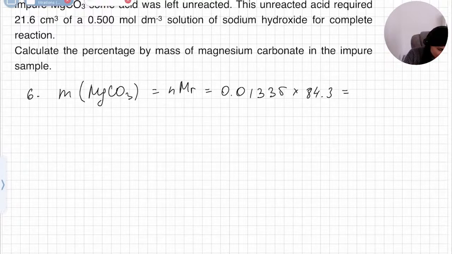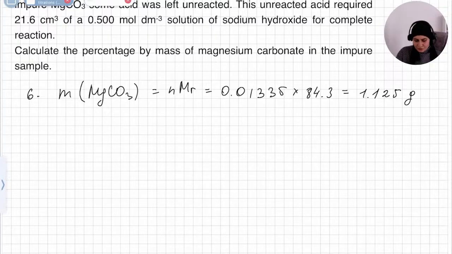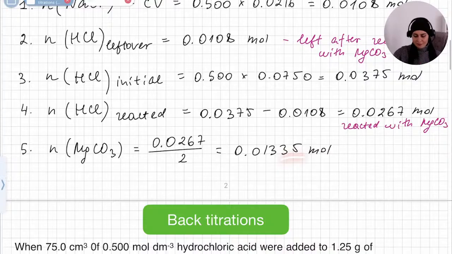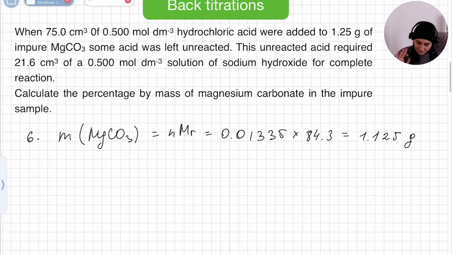Times 0.01335. That is 1.125 grams. Well, it should be to 3 significant figures, because this should also be to 3, but again, it's not about significant figures now. Right, 1.125 grams, and then percentage by mass.